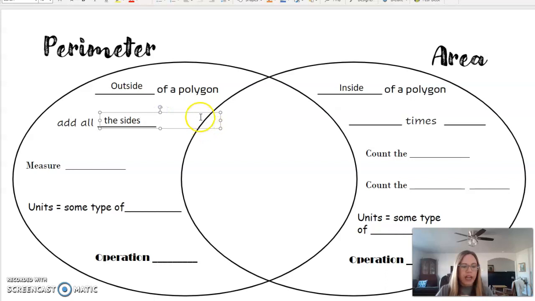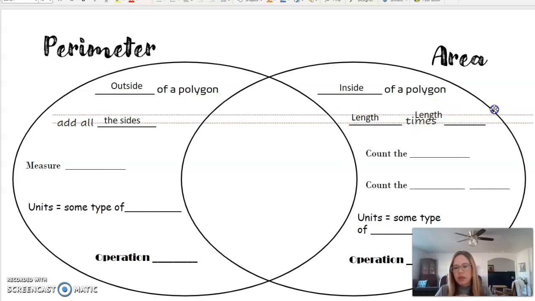How do we find area? I like to think of another word that sounds a lot like area, array. How do we find arrays? Well, we multiply, right? So to find area, we multiply the length times the width.